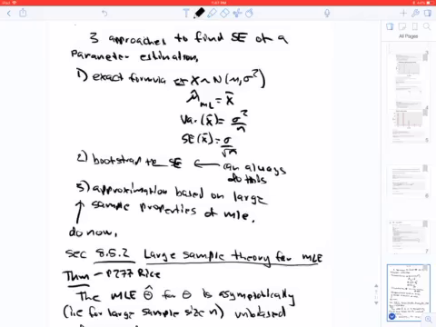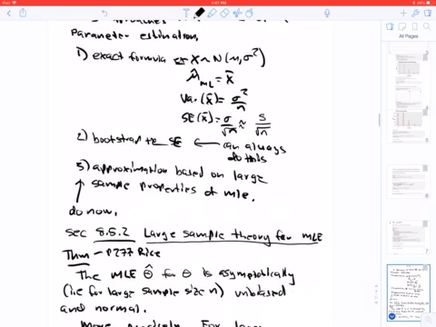X is normal, and the ML estimator for your population mean is just the sample mean, and you can calculate the SE of the sample mean, which is sigma over square root of n, and this is approximately S over square root of n, the sample standard deviation.